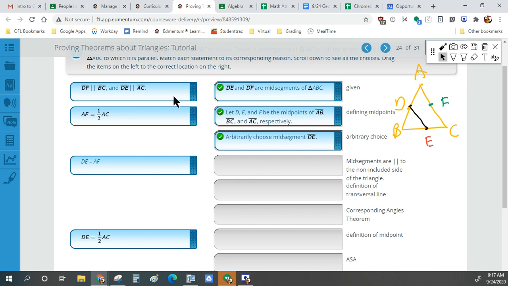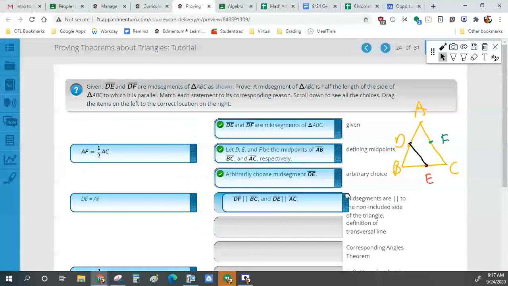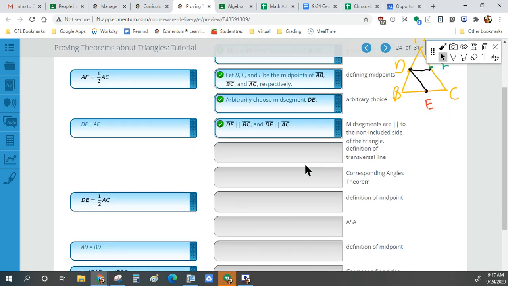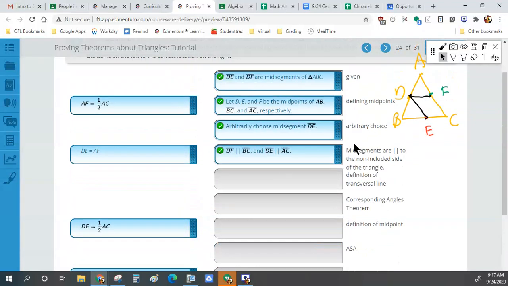So let me see that. I guess we're using this one. So we're going to say that's parallel, and we're also going to be talking about DF. So we're also going to be talking about this one right here. So DF is parallel to BC as well. I don't know why we're doing both at the same time. The next one is, I'm going to keep doing the parallel thing. So we said that they're parallel. Now that we said that they're parallel, we're going to also talk about how they're half lengths.